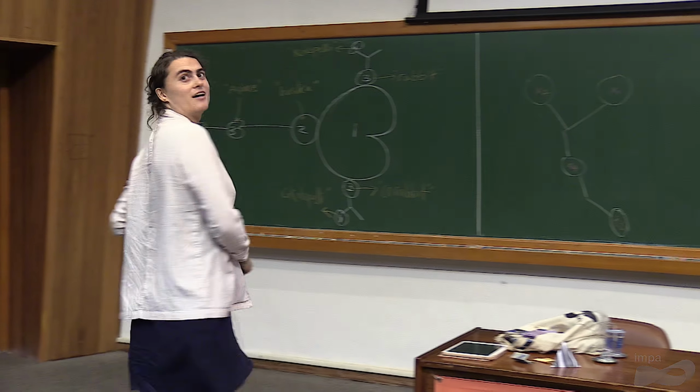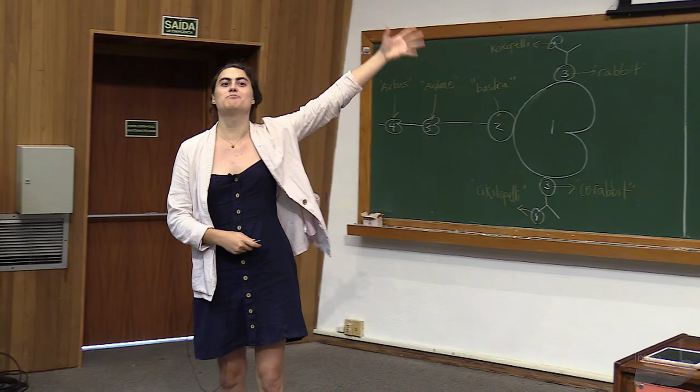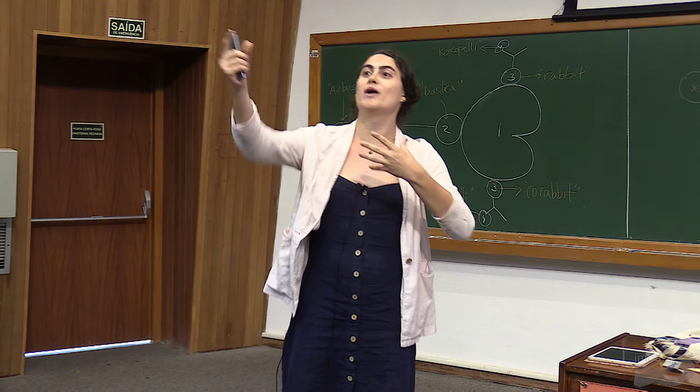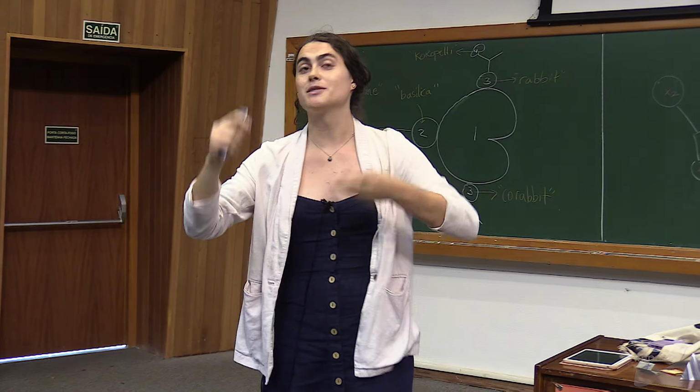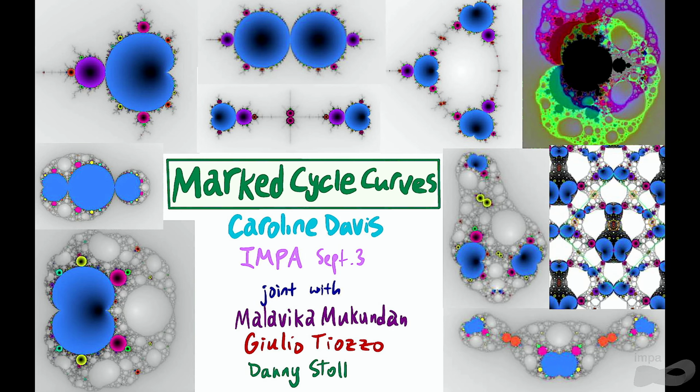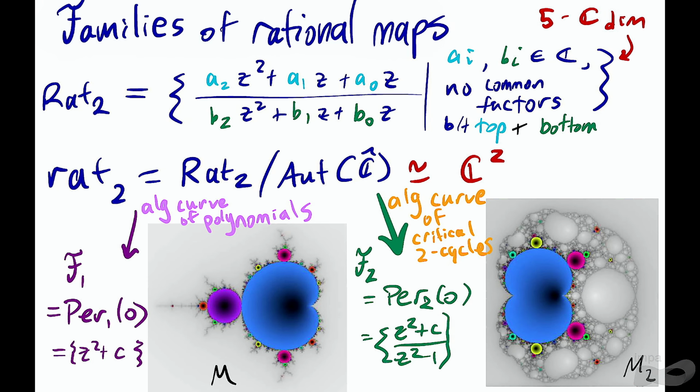So that's kind of the motivating principle behind looking at a marked cycle curve, is that it is illustrating that there's like a marked $20 bill. One of them isn't a 20, but the marked one is a 20. Okay, and my claim is that that riddle has something to do with these fractals that we're seeing right here. So what are these fractals that they're living in? Well, these are all living within families of rational maps.